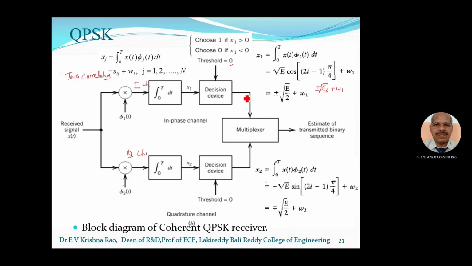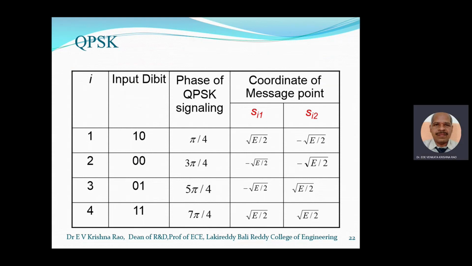Now, getting 2 bits separately, by multiplexing you will get a symbol here. At each phase, root E by 2 means root EB. For 0, 0: minus root EB, minus root EB. For 1, 0: root EB, minus root EB. For 0, 1: minus root EB, plus root EB. For 1, 1: root EB, plus root EB. So E by 2 means EB.